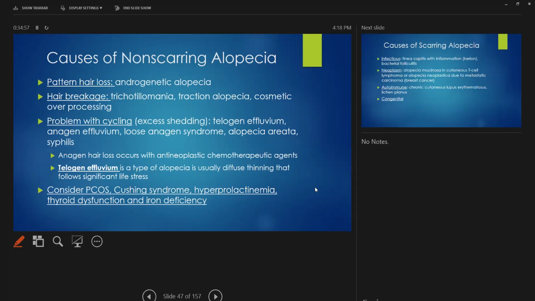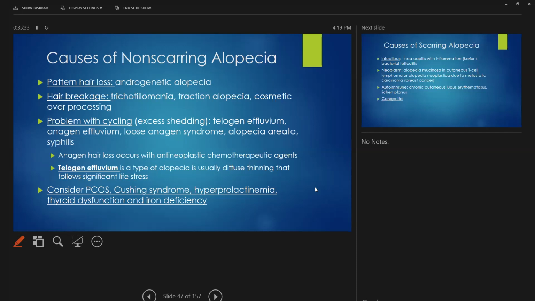Or if they're eating it, traction alopecia, and cosmetic over-processing. So like if you're bleaching your hair all the time. There can be problems with cycling. You can have excess shedding, telogen effluvium, anagen effluvium, loose anagen syndrome, and alopecia areata cause problems with the cycling here. And then also syphilis can cause problems. Somewhere in between those three phases, you're having a problem.